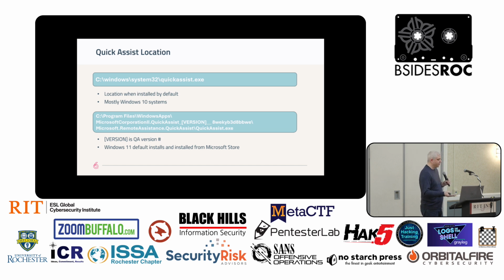There is also another version within Program Files, Windows Apps, Microsoft Corporation.QuickAssist, then a version number, followed by some more characters, and so on. This version is installed if you install it from the Microsoft Store, or if you install it on Windows 11, by default, I've seen it installed in this location. I have not yet seen it installed in System32 in Windows 11 by default, but that doesn't mean you may not find it there as well. That's right, exactly. Good point. If they upgraded from Windows 10, you're right, then it would likely live within System32.